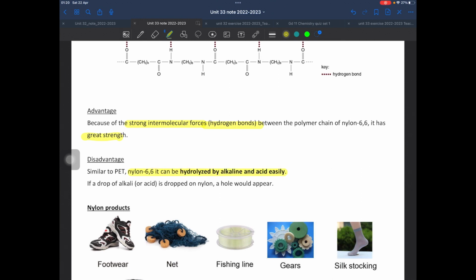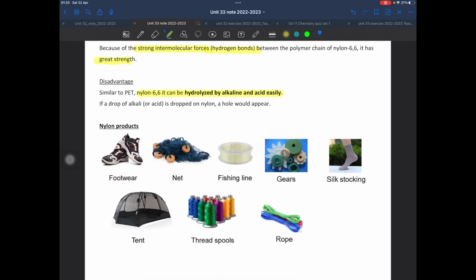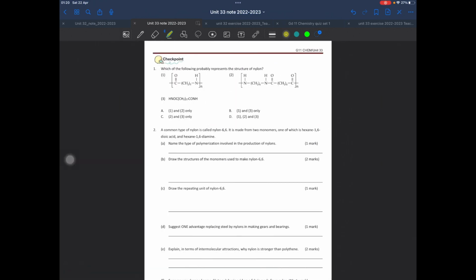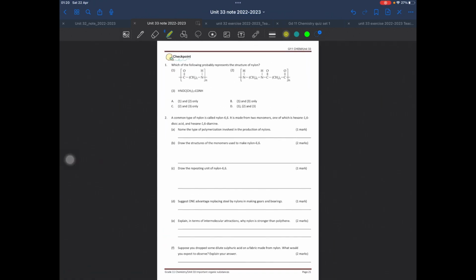As a result, they are not supposed to be used in an environment with strong acid or strong base, just like the case of polyester. When you drop acid on nylon, yes, a hole will form and your nylon object will be damaged. So please finish this part and we will check the answer in the next lesson.